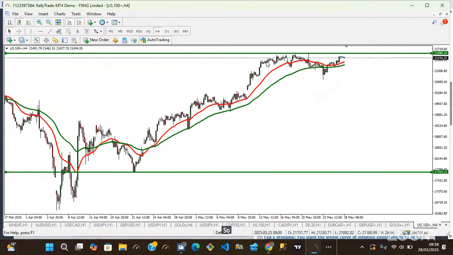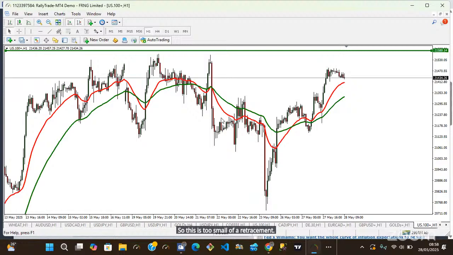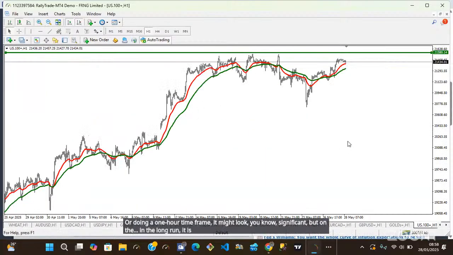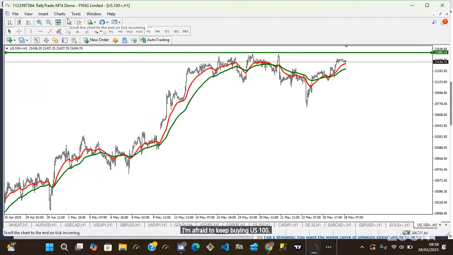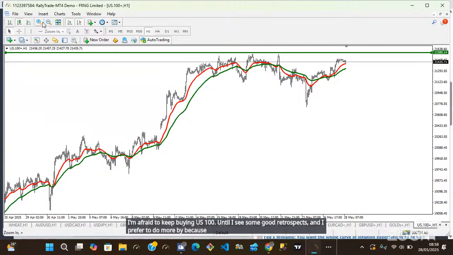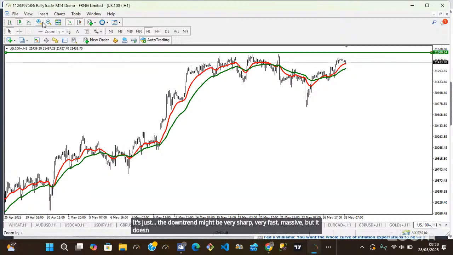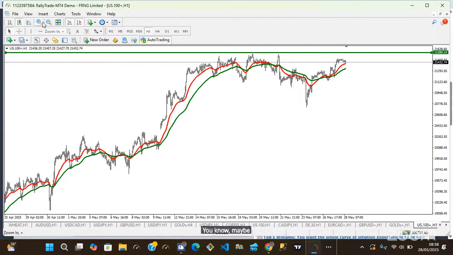So this is too small of a retracement. Like this one, although on our 1 hour time frame it might look significant, in the long run it is too small of a retracement. So I'm afraid to keep buying US 100 until I see some good retracement. And I prefer to do more buys because price is in a consistent uptrend. It's just that the downtrend might be very sharp, very fast, massive, but it doesn't take too long. Maybe at best you can have a week or two, most times, before price returns up. And when it returns up, it goes for a long time.